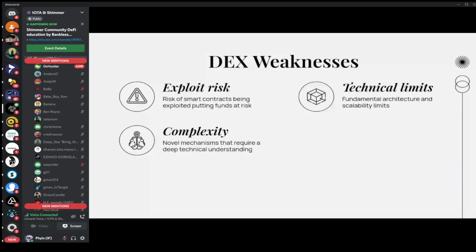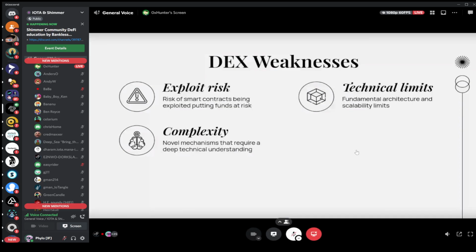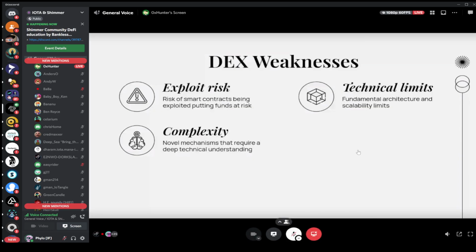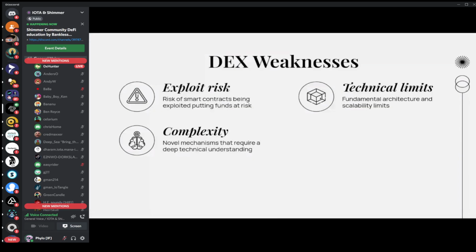And this leads to complexity, which is that the structure of blockchains is a new paradigm from the ground up. So in a lot of cases, you have to fully understand the fundamental building blocks to know what's happening. And an example is the MEV.